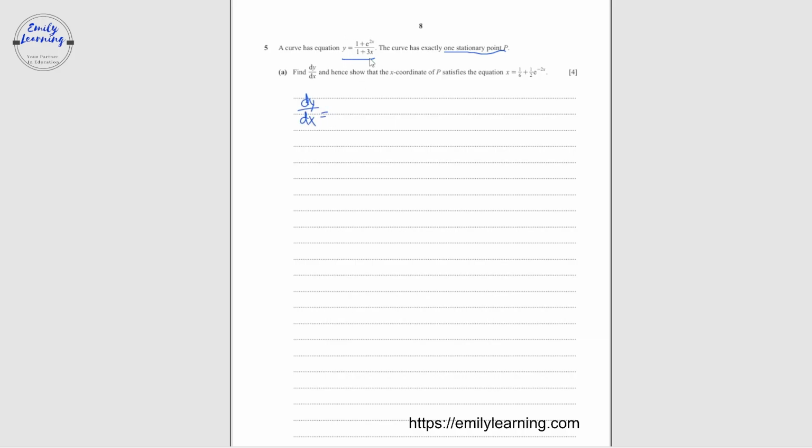I will use the quotient rule. You can also use the product rule. For the quotient rule, I'll first differentiate the numerator. So differentiate 1 plus e to the power of 2x will give me 2e to the power of 2x. Then multiply by the denominator, minus the differentiate of the denominator, which gives me 3. Then just copy the numerator over the square of the denominator.